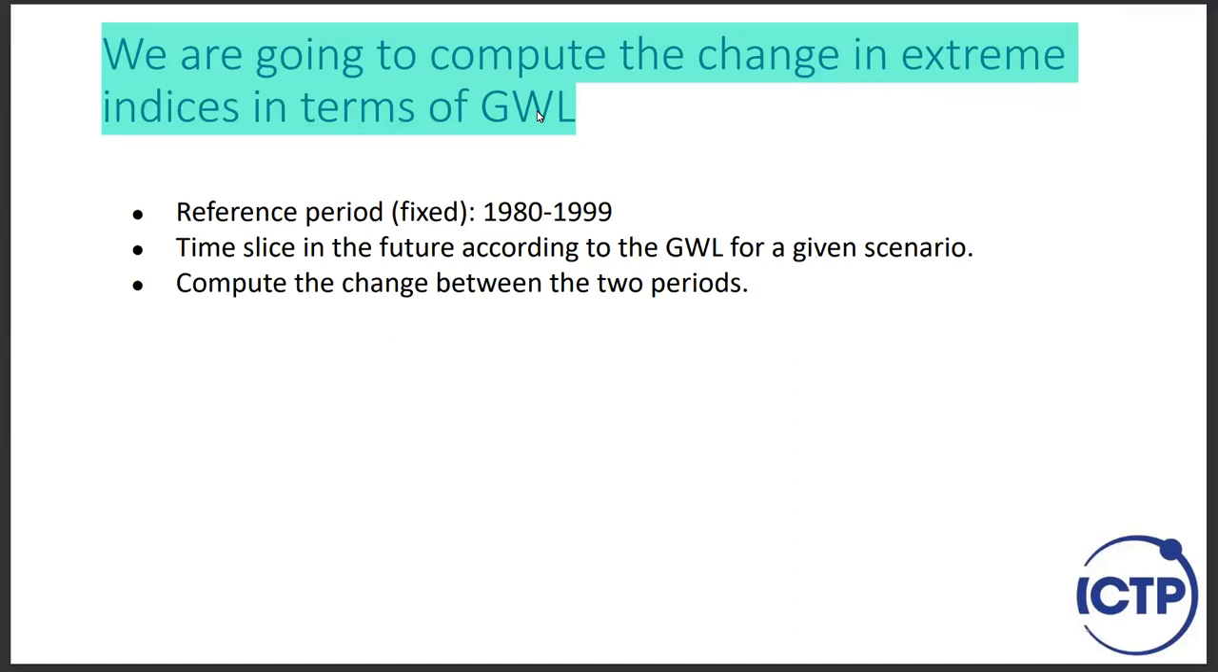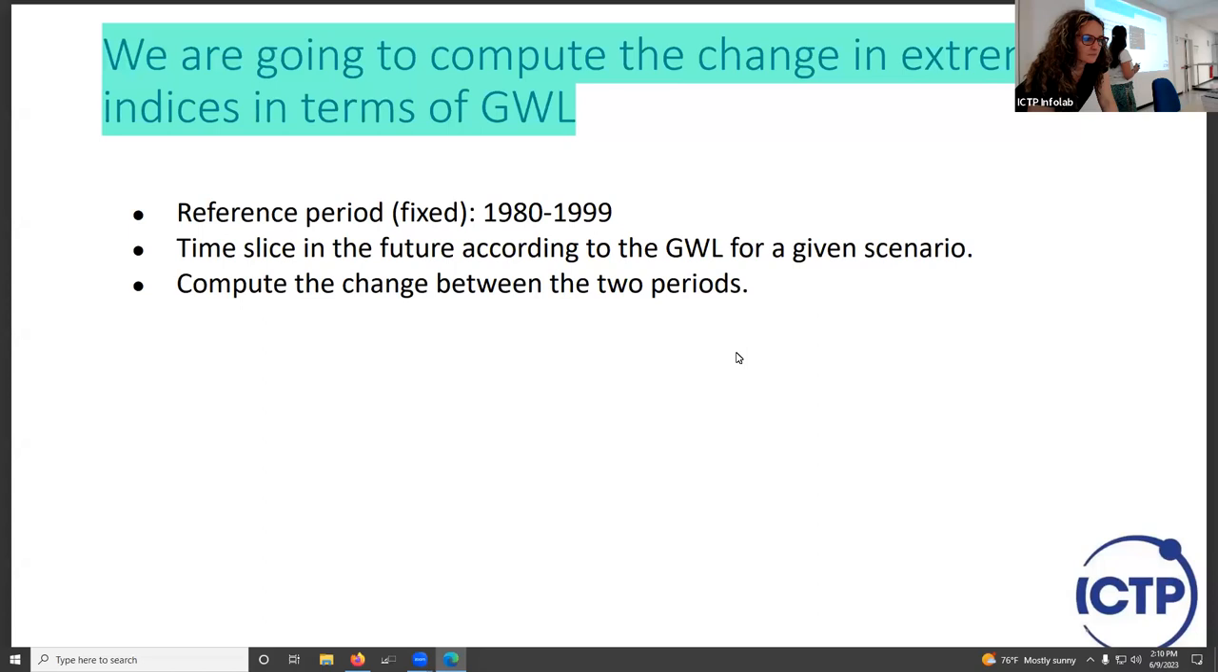Okay, so in this case, and for this example, we are going to use the period 1990-1999, and we need to choose a time slice in the future to compute the difference, right? According to the global warming level scenario, we are going to compute the change, but instead of using the traditional approach that Francesca showed in the first samples, where you choose far future or mid future, we are going to choose a time slice for a global warming level specific one.